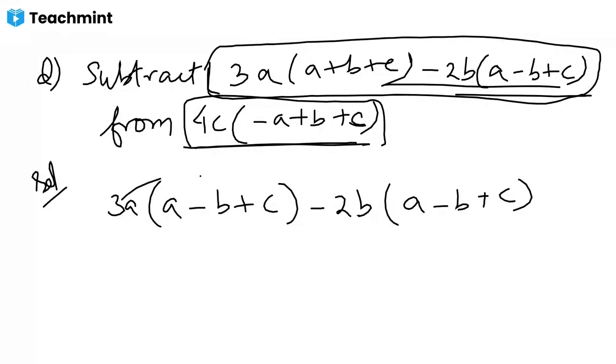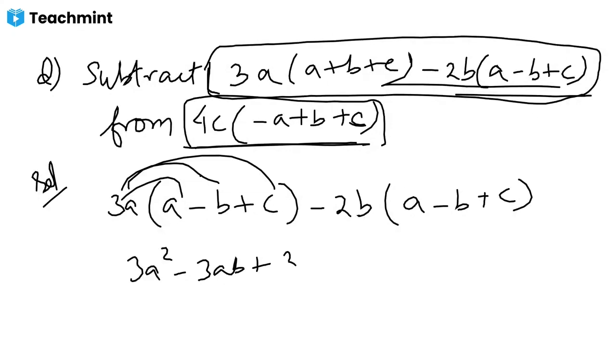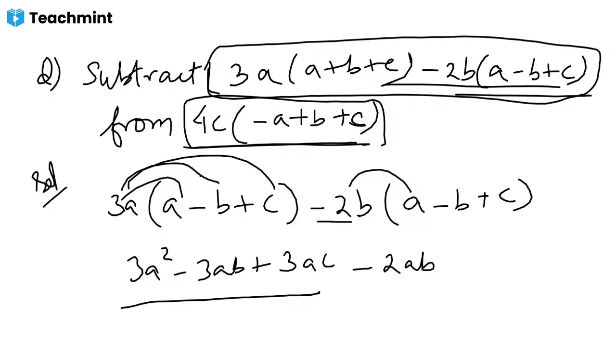Okay, so 3a into a, we write 3a square, minus 3ab plus 2b bracket minus bc plus bc. Minus 2b into bracket a minus b plus c. Yes, this we have done. Now this part is going to be minus 2ab. Minus 2b into a, that is ab. Now again minus 2, minus minus plus, these two minuses make plus.